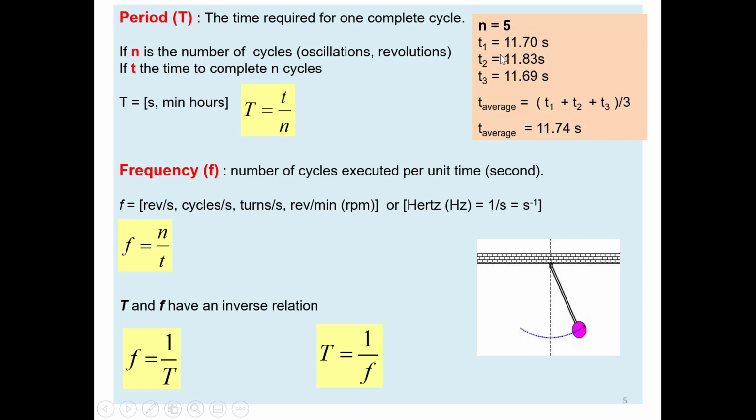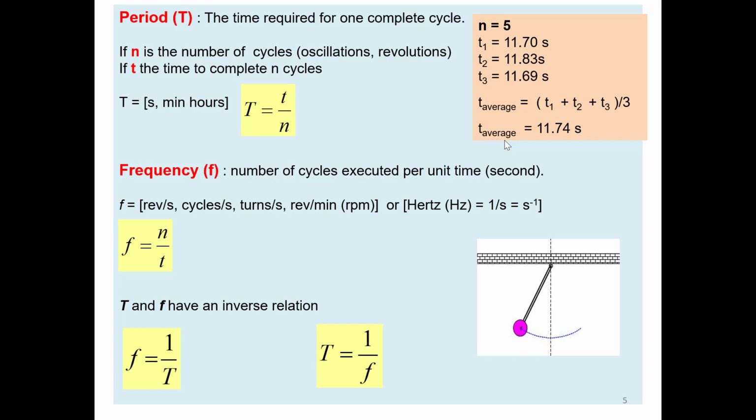for 3 trials for 5 cycles, and I got these times: 11.70 seconds, 11.83 seconds, and 11.69 seconds. And I did 3 trials. In this way we will have more accuracy in our measurement. And to take the average of the time, we add these numbers and divide by 3, and I got the average time for 5 complete cycles is 11.74.